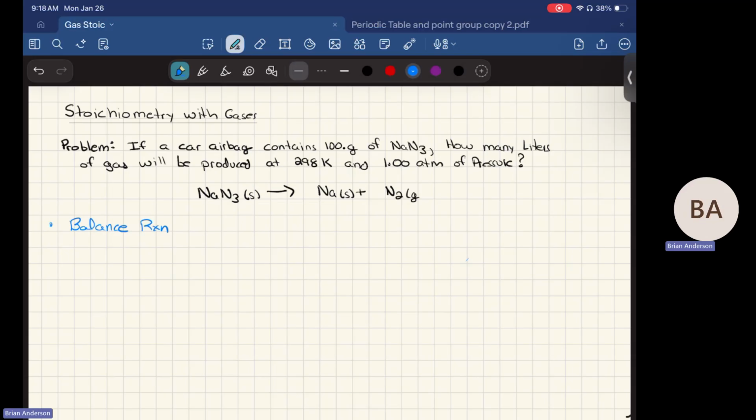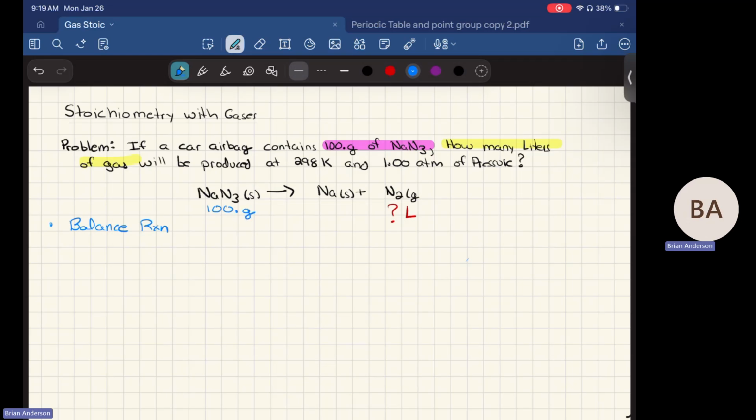The next thing we have to do is look at what it's asking for: how many liters of gas. So what is our gas? What we're looking for is how many liters of our N2 gas will be produced from the reaction. But when you look at the information we're given to start, we're given 100 grams of this sodium azide. So we're starting with 100 grams.